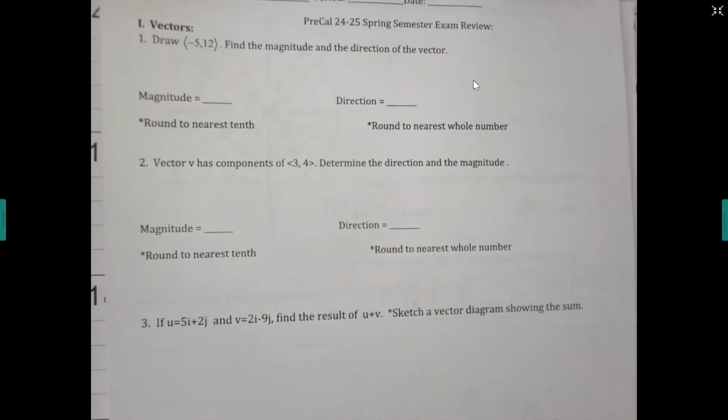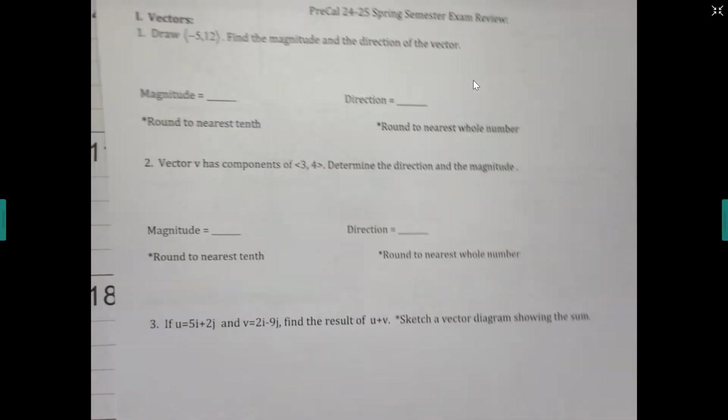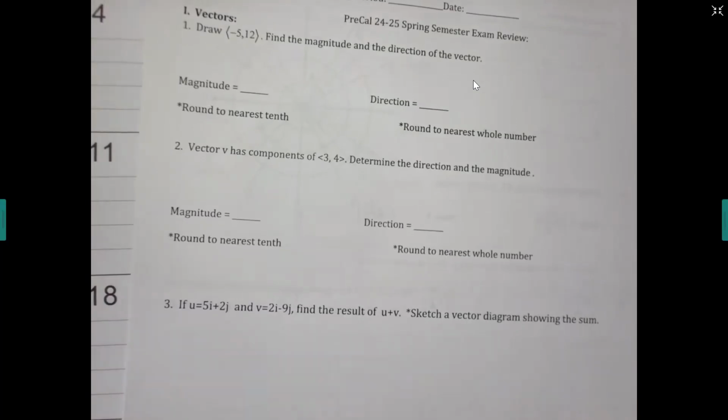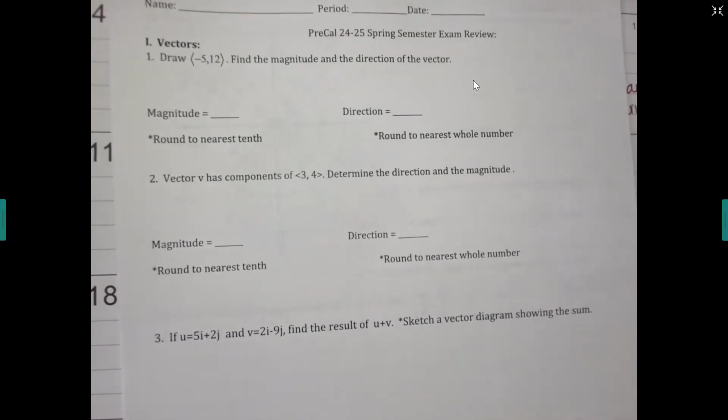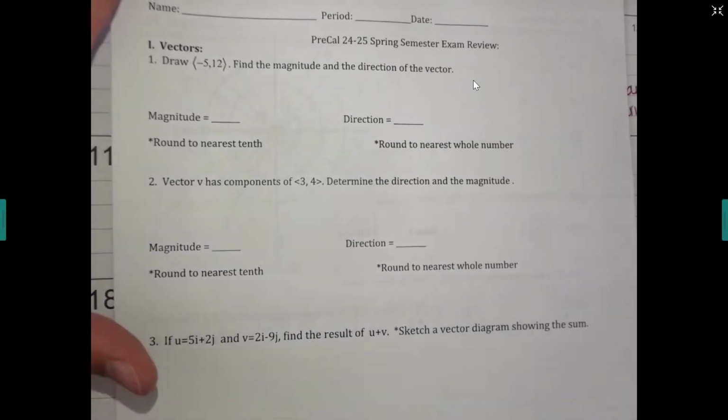So the first topic in your review is vectors. So we're just going to kind of do examples from half of it today. You'll finish it. We'll do the second half next time, and then y'all will finish it on your own. So let's do number 1.